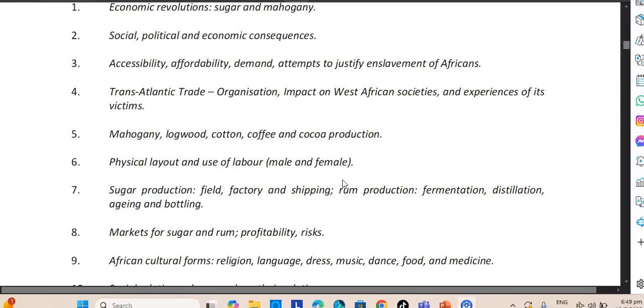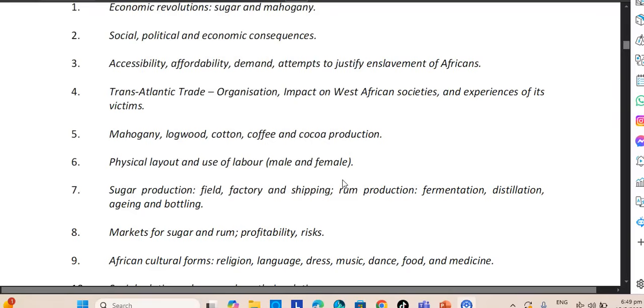Women often worked as cooks, maids, nannies, or seamstresses in the great house. Women were also expected to reproduce and care for children to increase the enslaved population. So in conclusion, enslaved Africans played a vital role in many sectors of the Caribbean economy, not just sugar. Their forced labor powered industries like timber, cotton, coffee, and cocoa, while the plantation system imposed strict rules, long hours, and brutal conditions based on gender and strength.